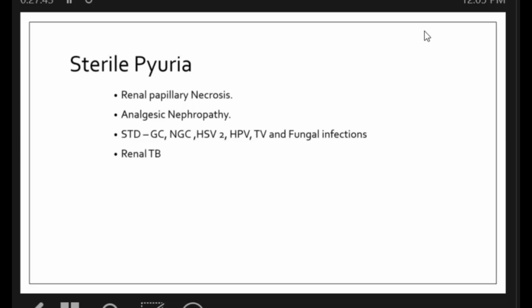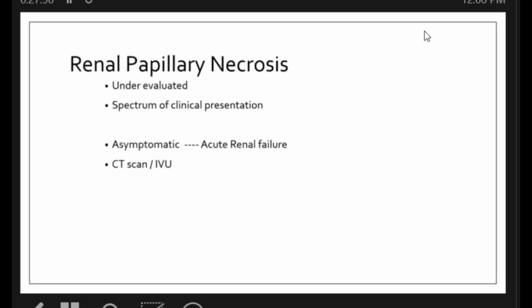And in our setup, when the urine culture is negative, always think about renal TB. When your urine culture is negative and there are a lot of constitutional symptoms, you have to think of the possibility of renal TB. Renal papillary necrosis is a very common, important topic, but it is again under-evaluated. Some patients, like our patient, may be completely asymptomatic, and some may end up with severe renal colic, sometimes acute renal failure. They present sometimes with fever, sometimes urinary tract obstruction and acute renal failure. Sometimes to diagnose, we need a CT scan, maybe IVU.